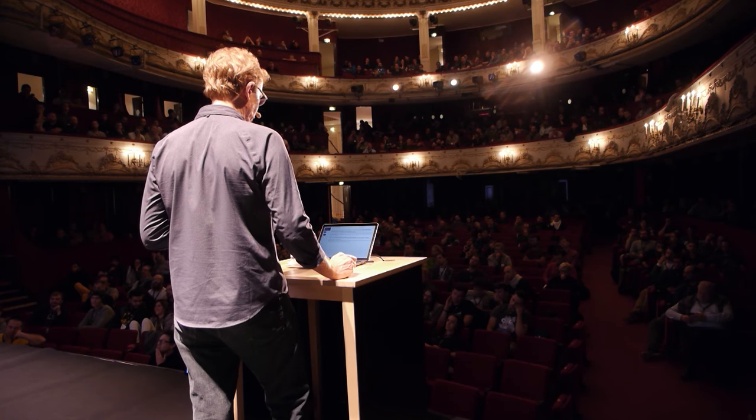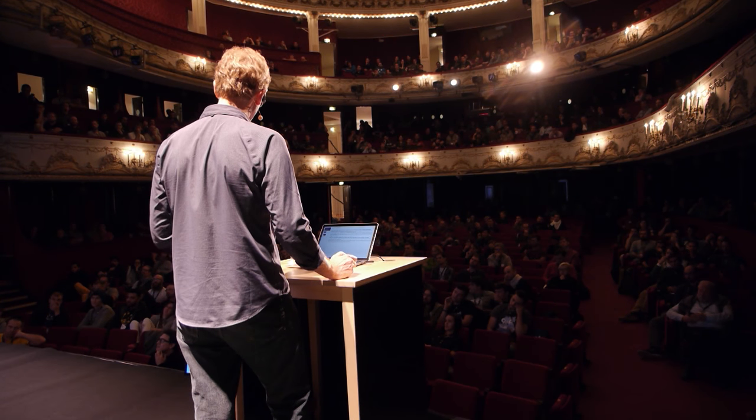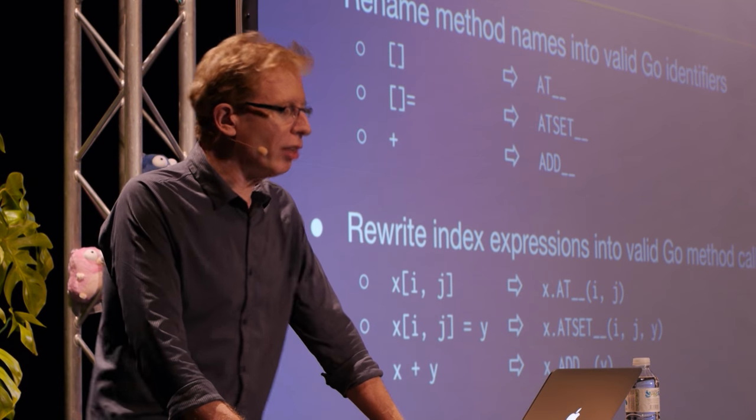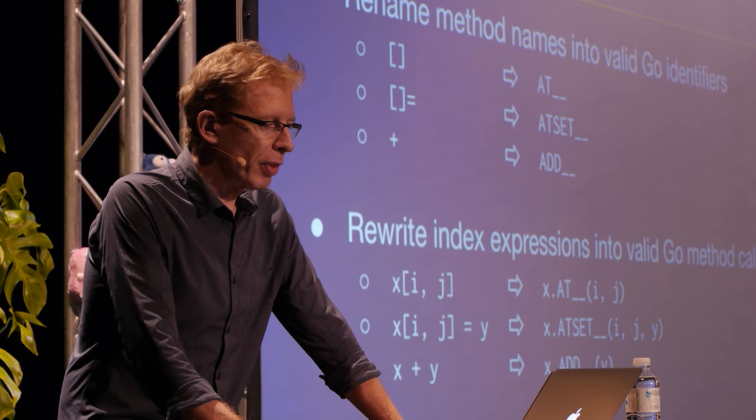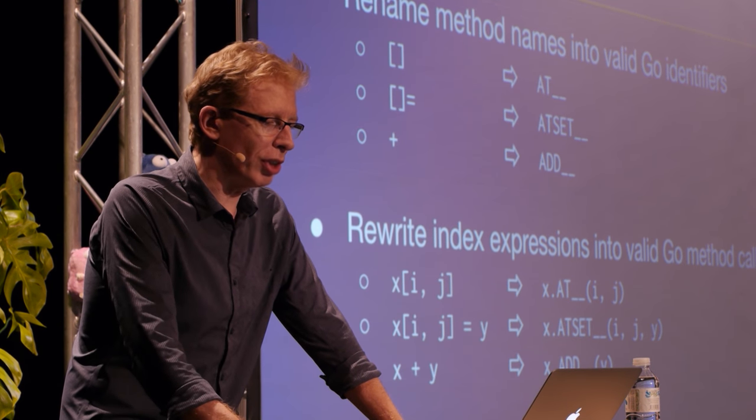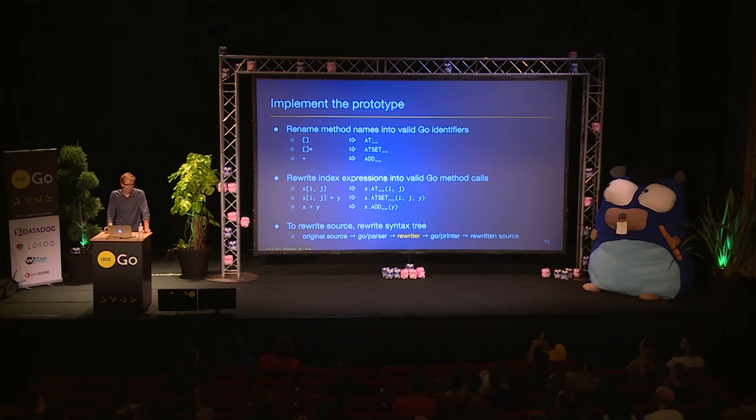Luckily, the Go standard library provides all the tools to do this. We have a parser to read the source. The parser is going to produce a syntax tree, and it's that tree that we're going to modify. After that, we can just use the Go printer library to generate the new source from this modified tree.